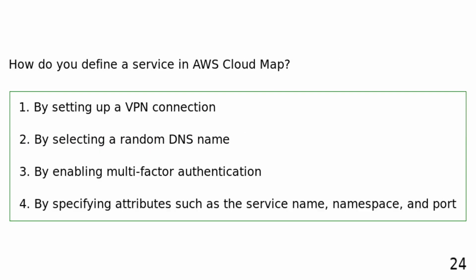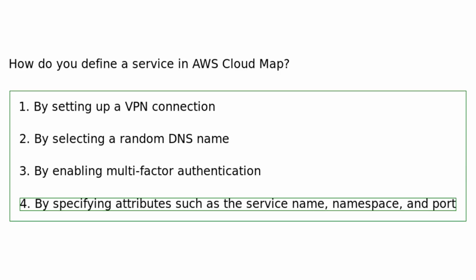How do you define a service in AWS Cloud Map? By setting up a VPN connection. By selecting a random DNS name. By enabling multi-factor authentication. By specifying attributes such as the service name, namespace, and port. In AWS Cloud Map, a service is defined by specifying attributes such as the service name, namespace, and port, which are used for registration and discovery.